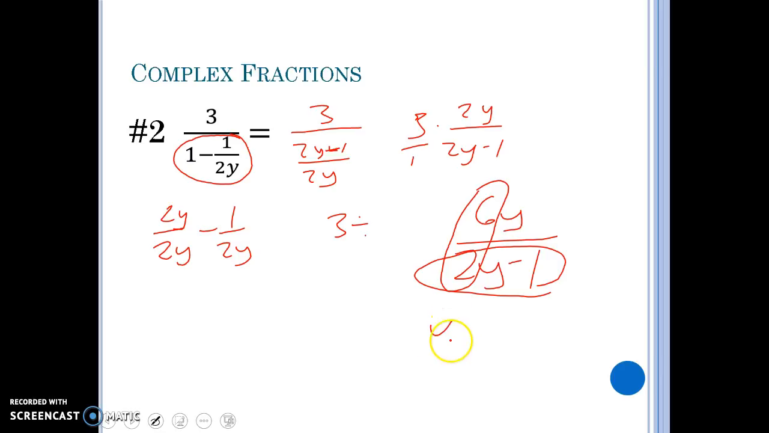We do have some restrictions. The y could not equal a half, because if it does, 2 times a half is 1 and 1 minus 1 is 0, and we're dividing by 0. The other thing is that y cannot equal 0, because then I have a denominator here that's 0. Anywhere in the process, I cannot have a denominator that's equal to 0. If I do, that's a restriction.